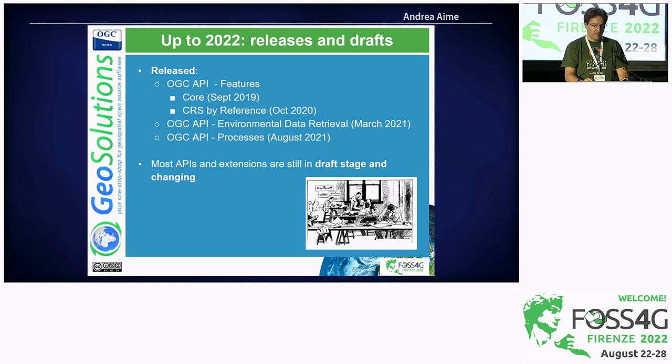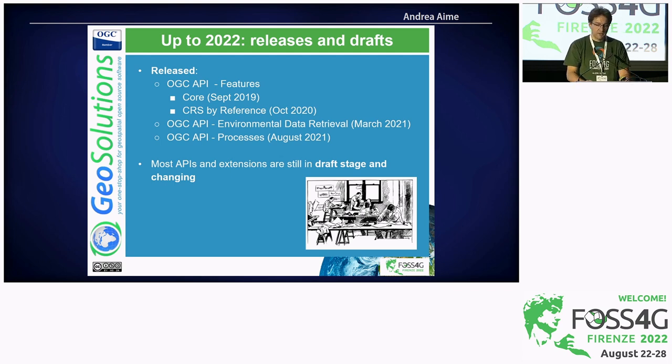We are now in 2022. What do we have in terms of releases? We have OGC API Features Core and its extension part one called CRS by reference. We have OGC API Environmental Data Retrieval and OGC API Processes. These have been released. They are specifications you can count on. They are, let's say, cast in stone. When you say OGC API Features version 1.0, you know what you're talking about.